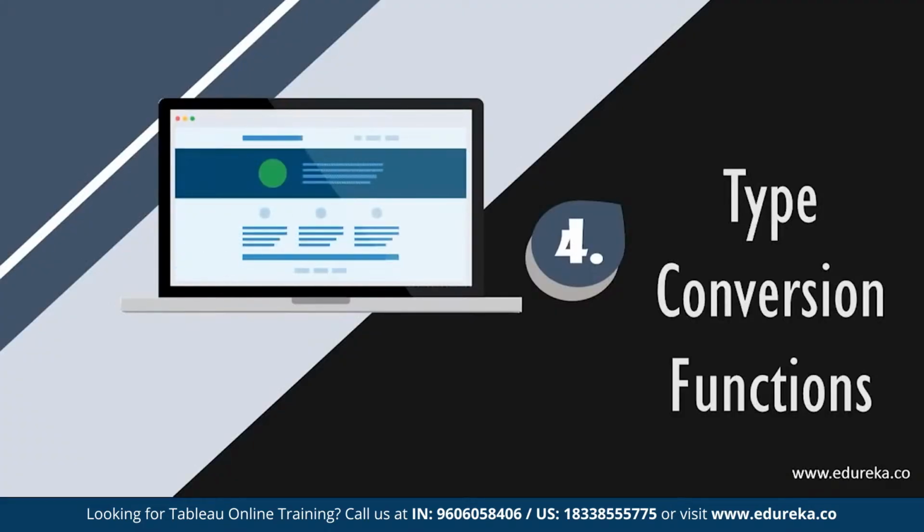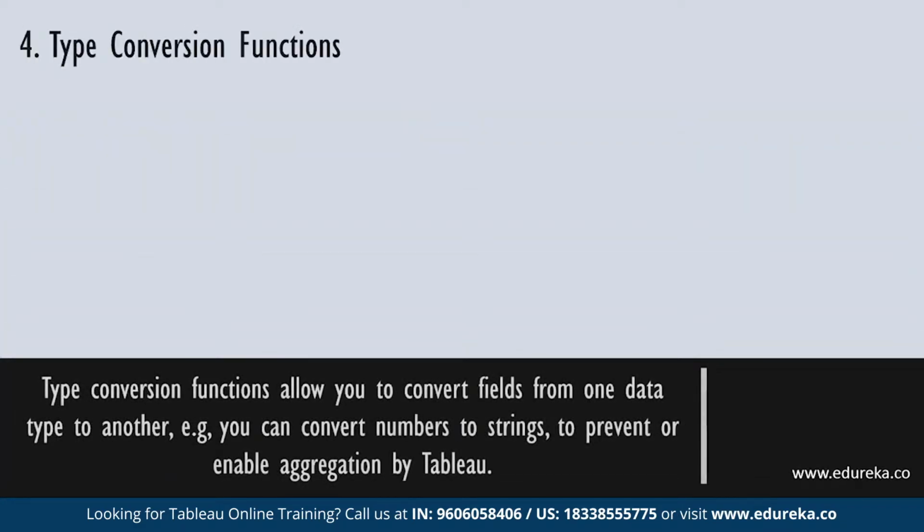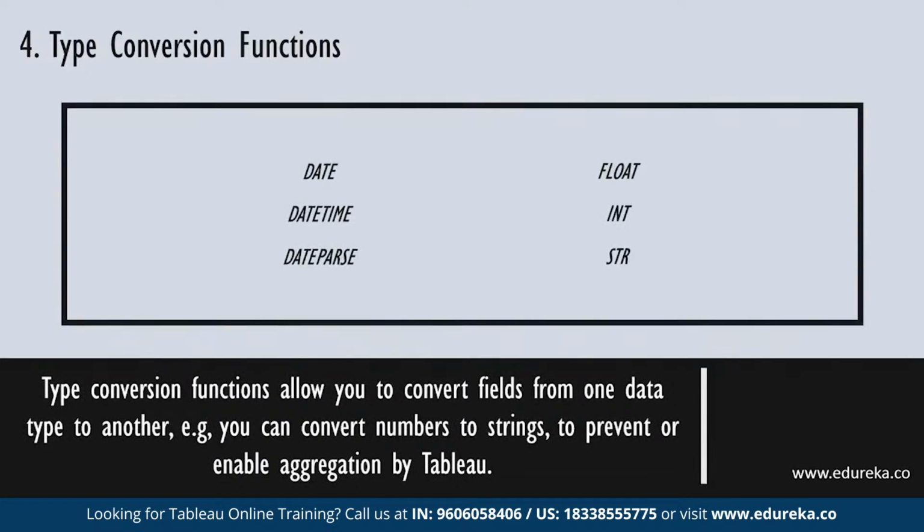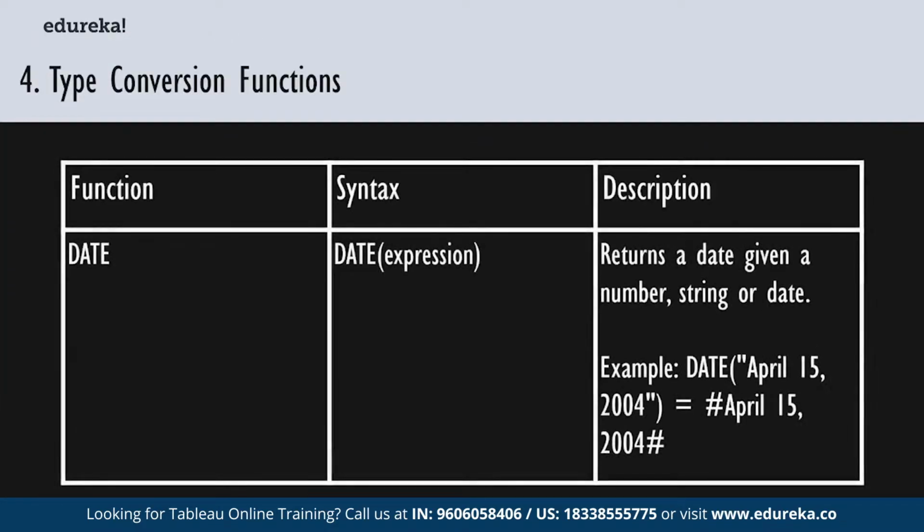Next, we have type conversion functions. Now, why do you use these functions? Type conversion functions allow you to convert fields from one data type to another. So basically, you can convert numbers to strings, such as age values, so that your Tableau will not try to aggregate them. So let's move on to our first type conversion function. The first one is date. Now basically, this returns a date given a number, string, or date expression.